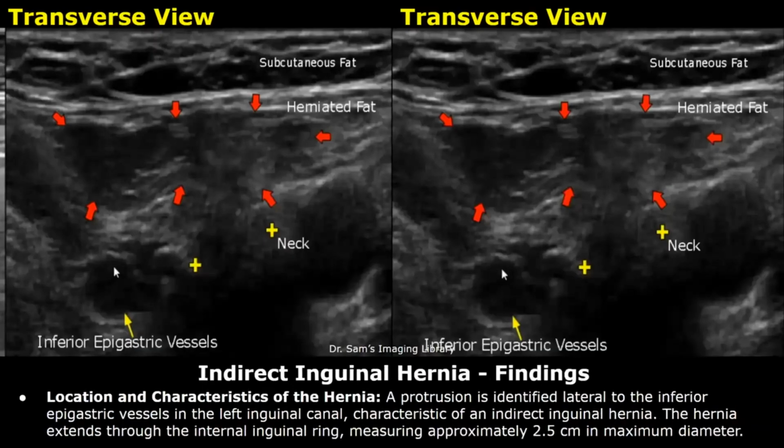Location and characteristics of the hernia. A protrusion is identified lateral to the inferior epigastric vessels in the left inguinal canal, characteristic of an indirect inguinal hernia. The hernia extends through the internal inguinal ring, measuring approximately 2.5 cm in maximum diameter.